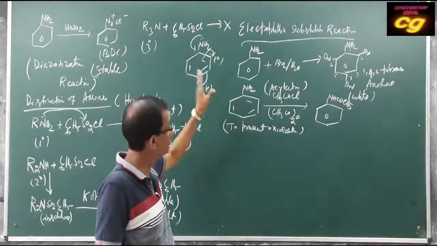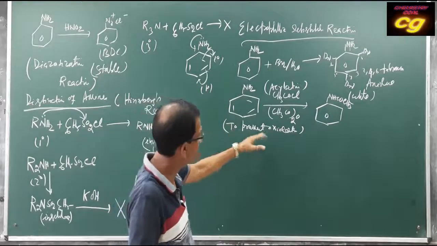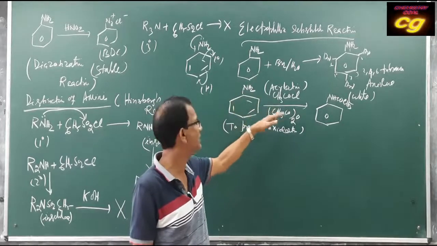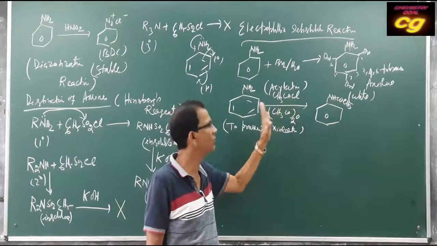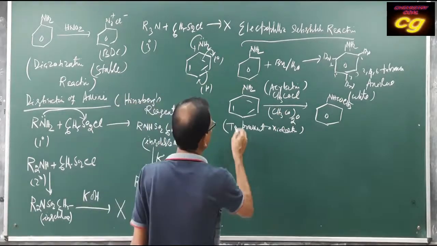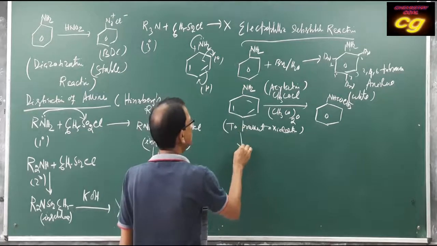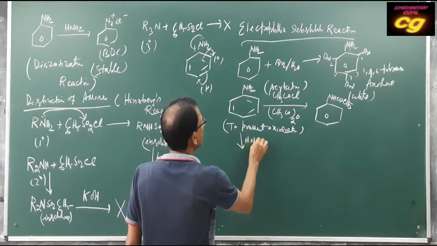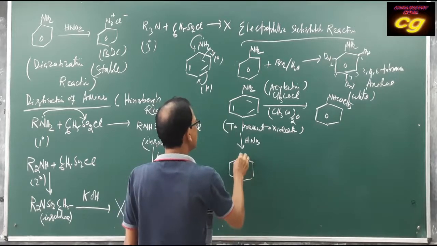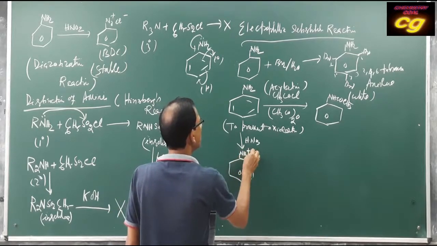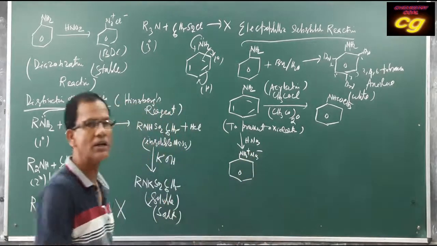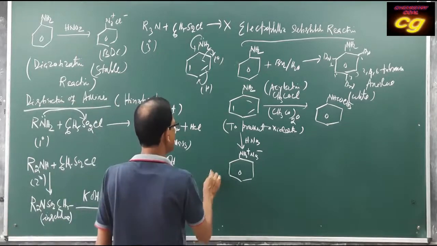Before nitration, to prevent oxidation, aniline should be acylated using an acid halide or acid anhydride. If you use direct nitration, what happens? It will produce anilinium salt, NH3+ and NO3-. This is called anilinium salt.